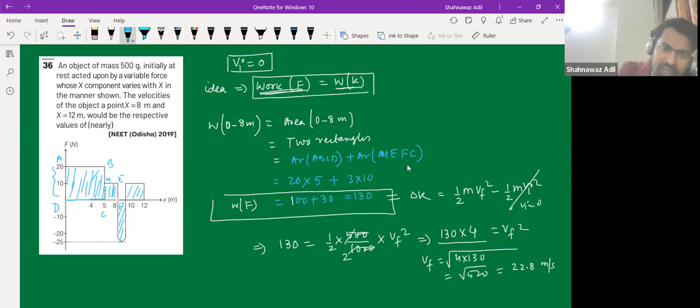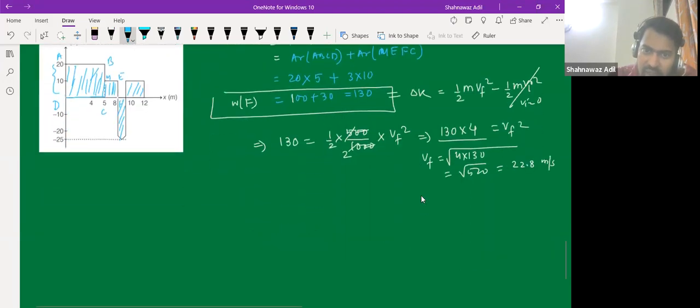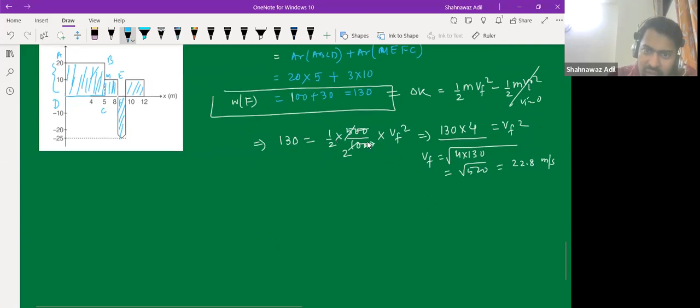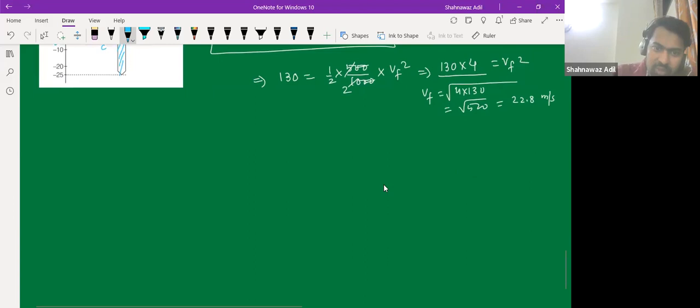Okay, so did we do this? Let me check this thing correctly. So 0 to 20, this is 5, this is 3, this is 10. So 30 and then 100, 130, and this is half m v final square. So this is 520. So 22.8 meter per second.